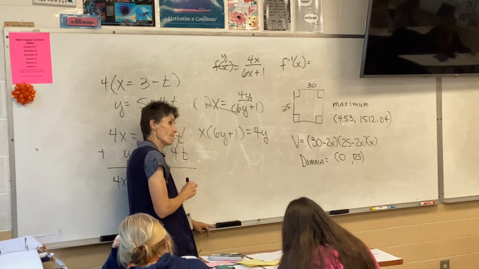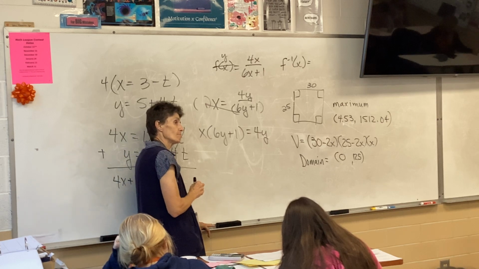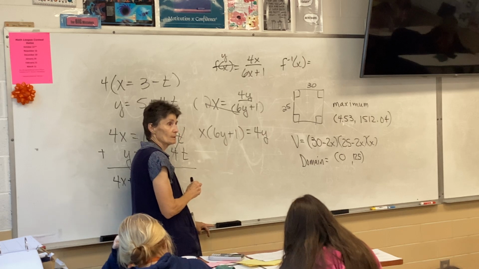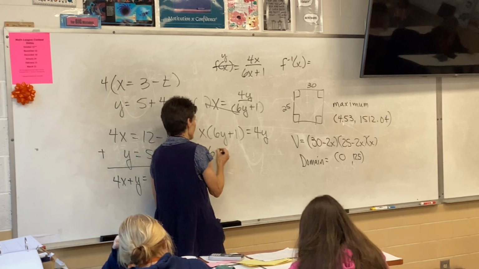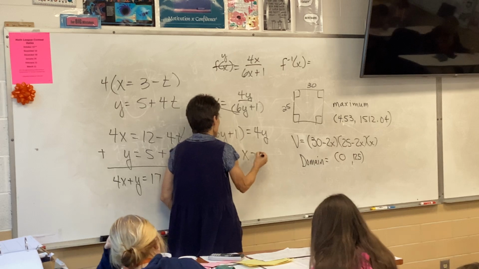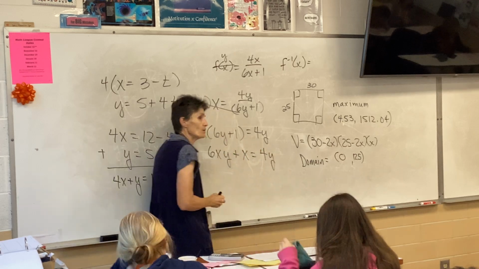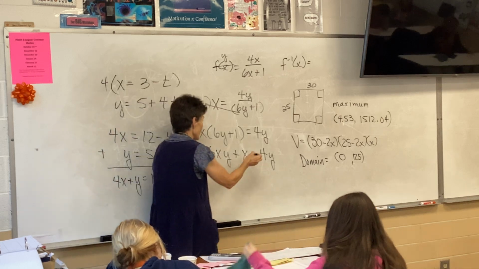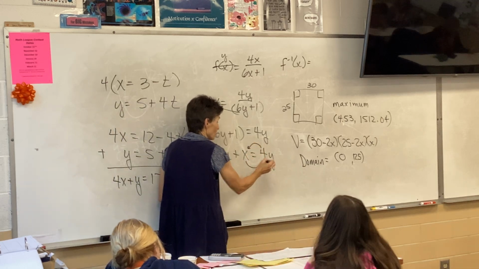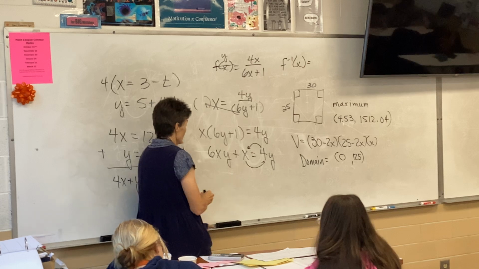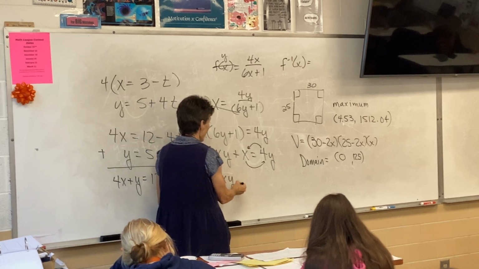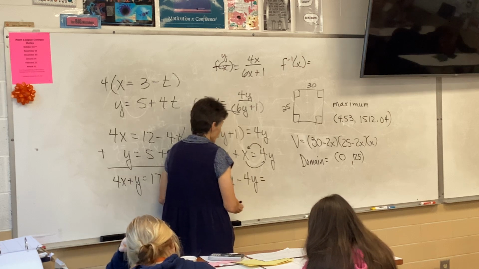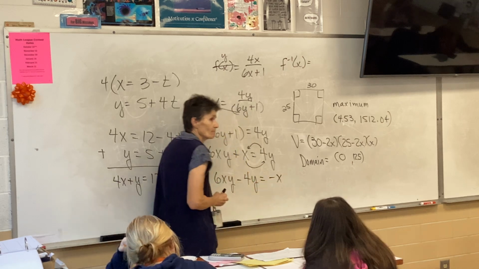Now what? No, not yet. I gotta distribute. Gotta distribute first. And then, after you distribute, you wanna get all your y's together. So 6xy minus 4y equals negative x.